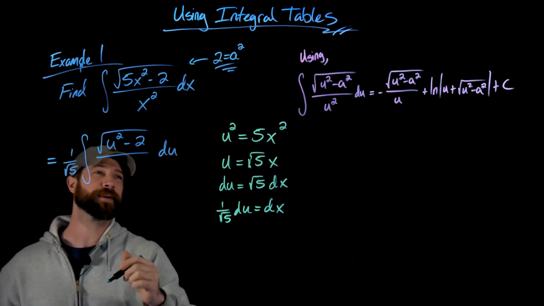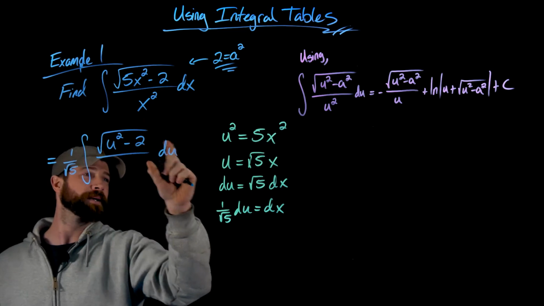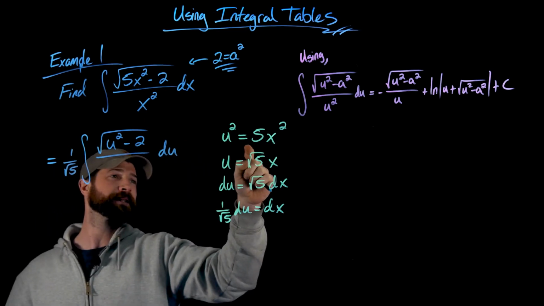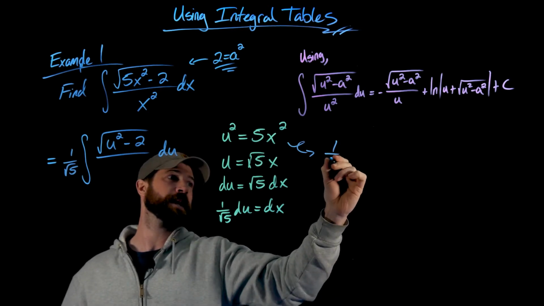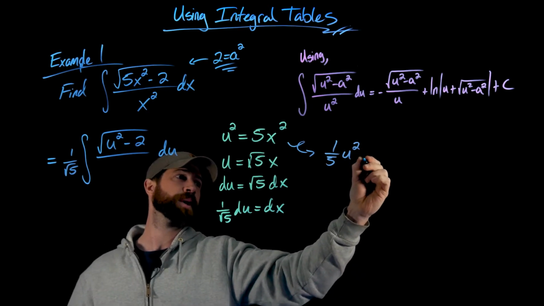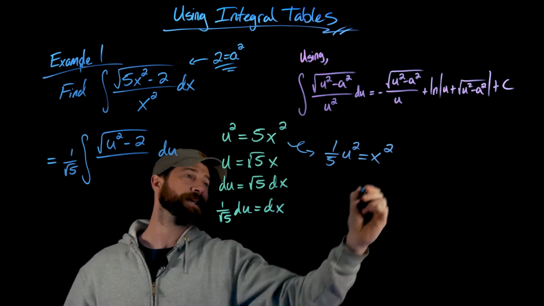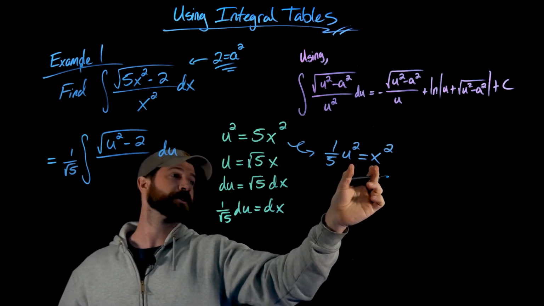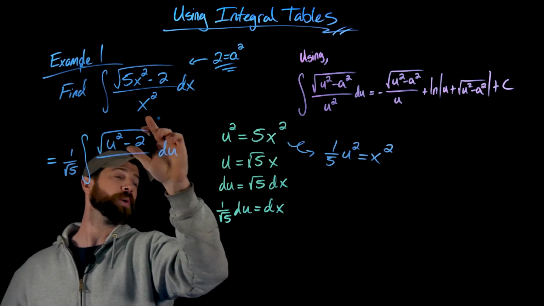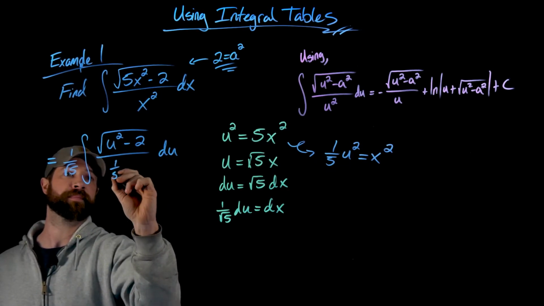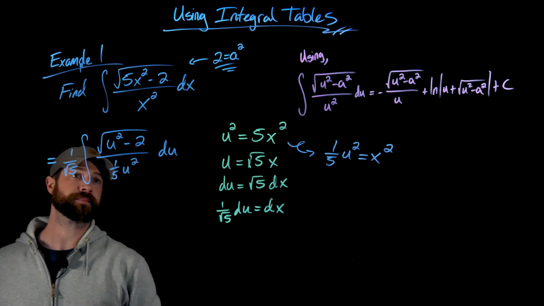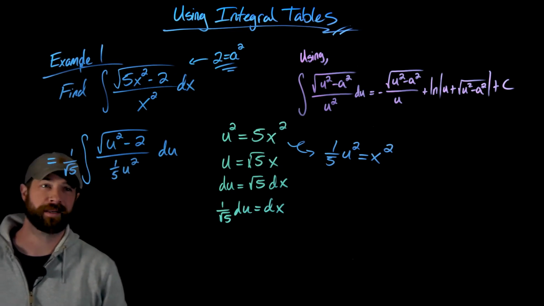And now I need to replace the x squared. I don't have what x squared is equal to, but it's simply from right here. I'll just divide 5 from both sides to get that 1/5 u squared is the same thing as x squared. So with this substitution, I'll replace x squared with 1/5 u squared. And there I've actually done most of the work.